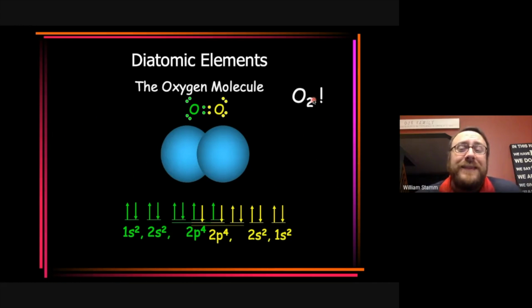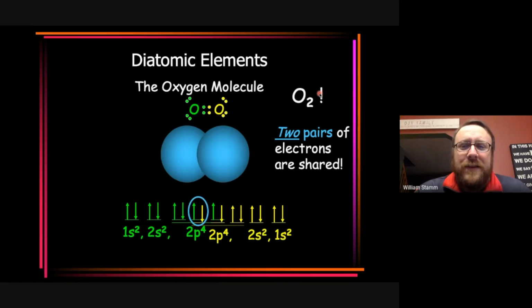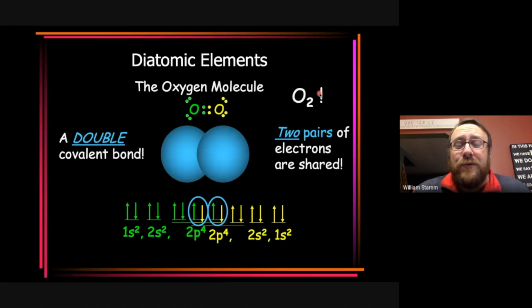We would write this O2 because there's 2 oxygens together. When you breathe in oxygen, you're breathing in O2. You're not breathing in 1 atom of oxygen. It's always connected with another oxygen atom, just like this, basically. So 2 pairs of electrons are actually shared, not just 1 pair, like the other 4 or 5 examples we saw. It's called a double covalent bond, or sometimes shorter, a double bond.